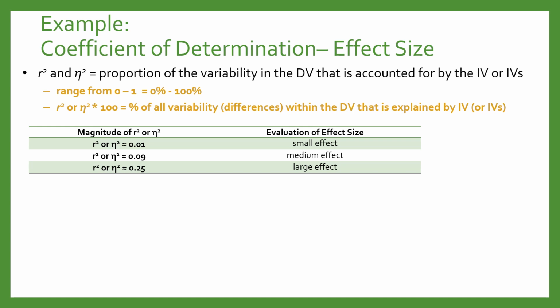You can still compute an R-squared, and it will tell you the relative impact of the effect that your independent variable had on your dependent variable, regardless of whether it's significant or not. And that can be really useful too.